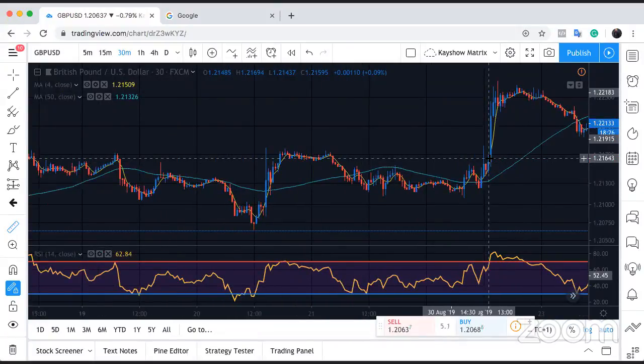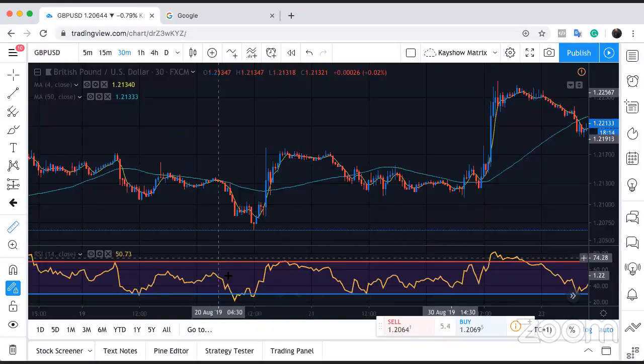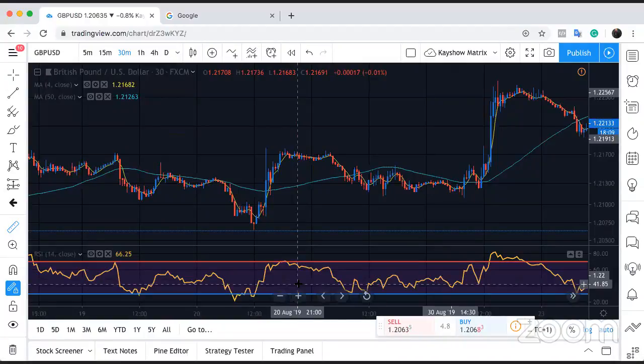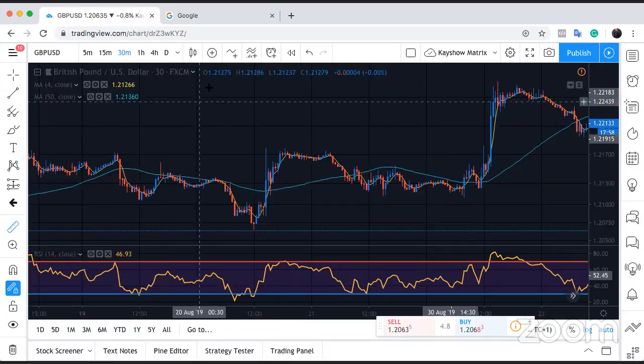Now, moving on to the next indicator. The next indicator is called the relative strength index. That's the one I have at the bottom right here. What is the relative strength index for? It shows you when the market gets to a point. So let me just explain it to you.